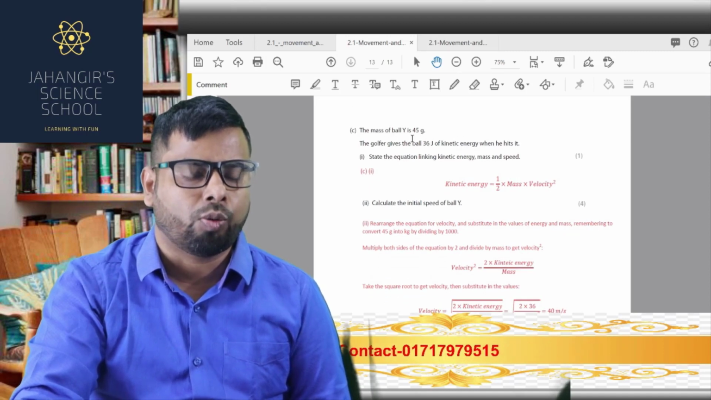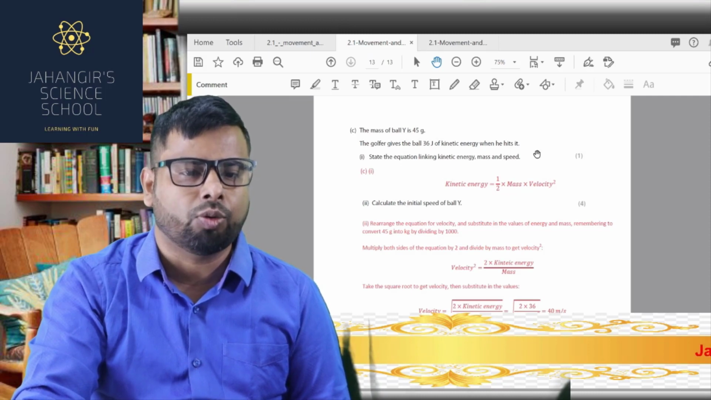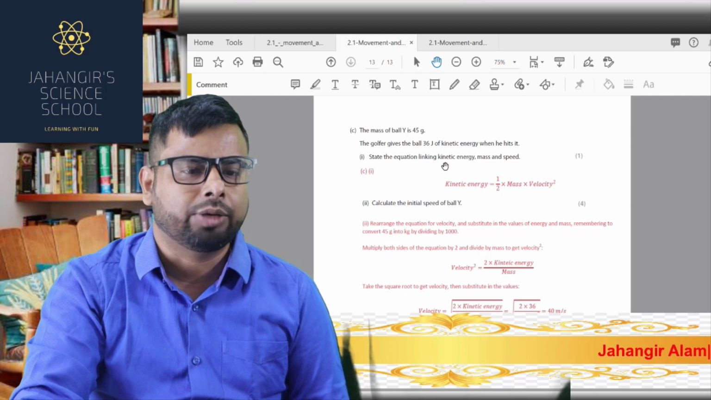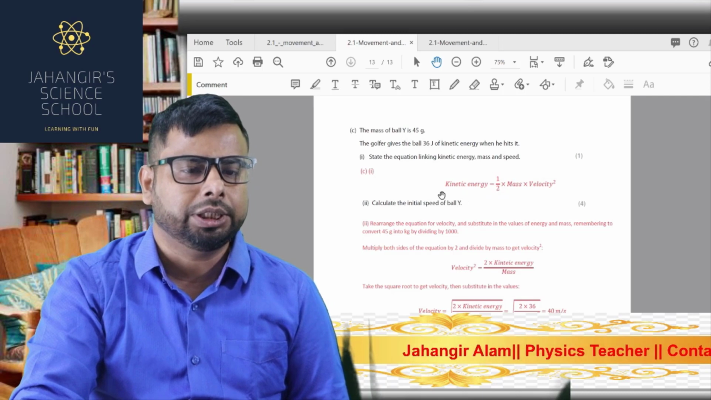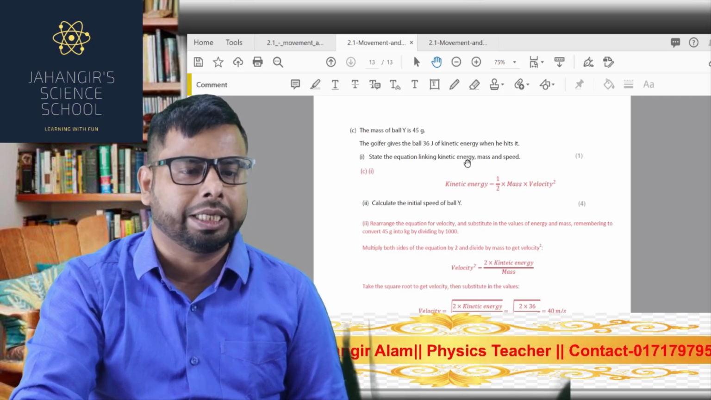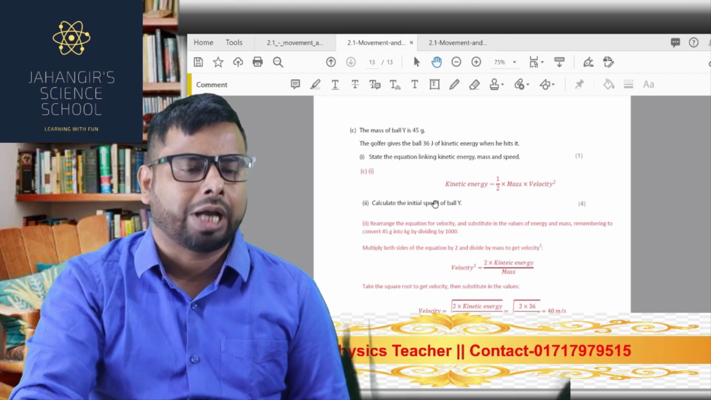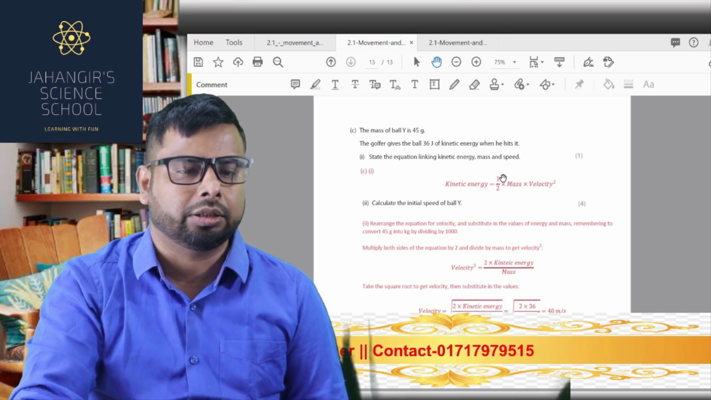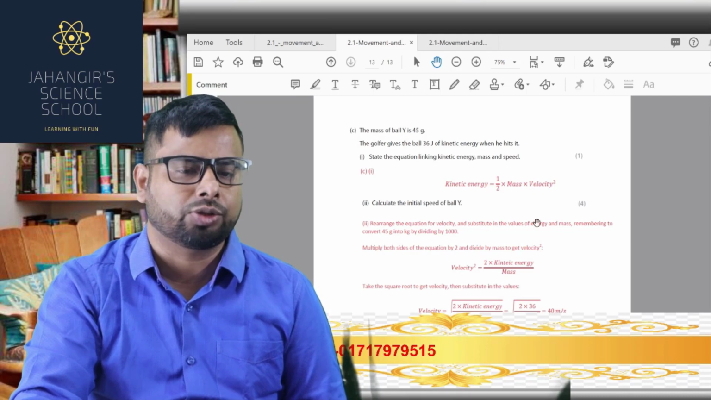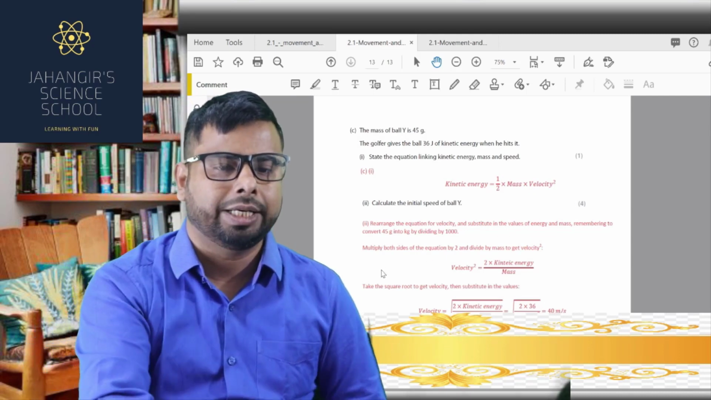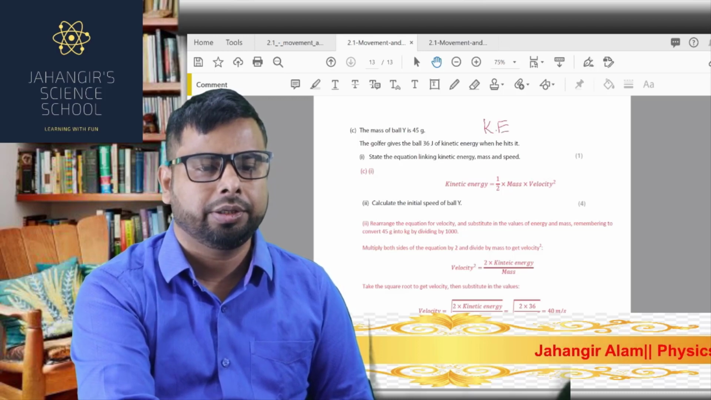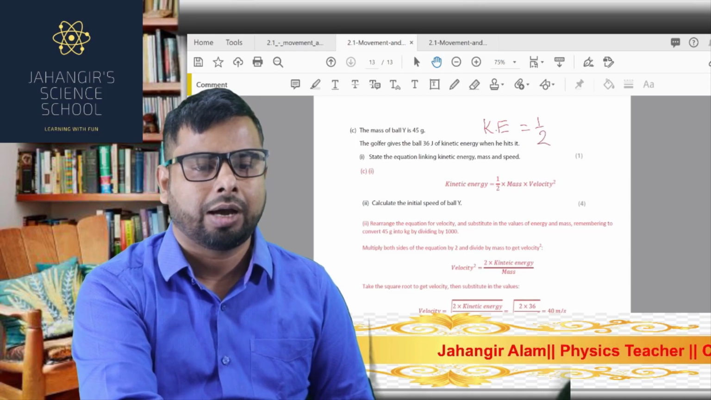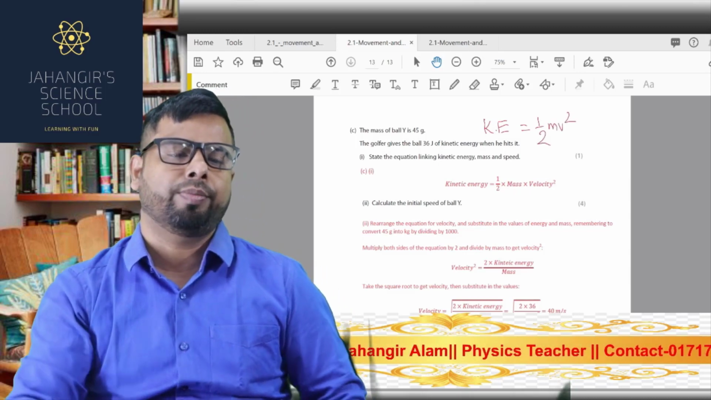The mass of the ball Y is 45 gram. The golfer gives the ball 36 joule of kinetic energy when he hits it. State the equation linking kinetic energy, mass and speed. Kinetic energy equals half into mass into velocity squared. So we know kinetic energy, denoted KE, equals half mv squared. That means half into mass into velocity squared.